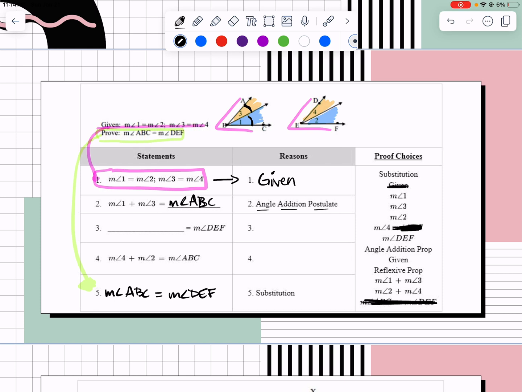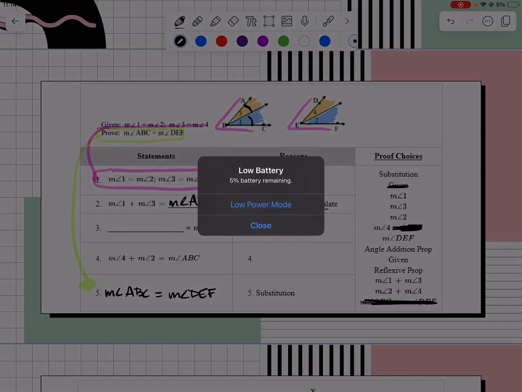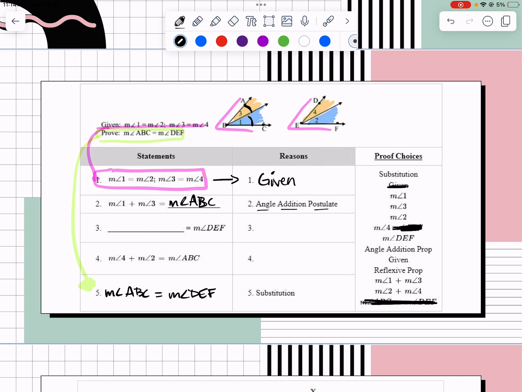All right, now the next line. I have to do something equals DEF. So I'm thinking that it's similar to the last one. So the measure of angle 2 plus the measure of angle 4 is equal to DEF. That just looks terrible.